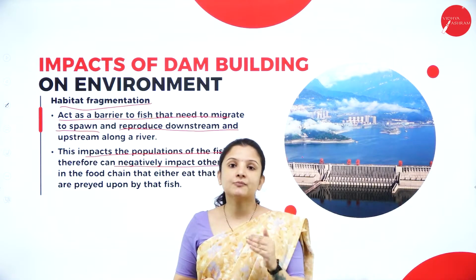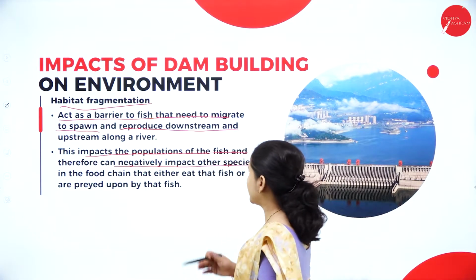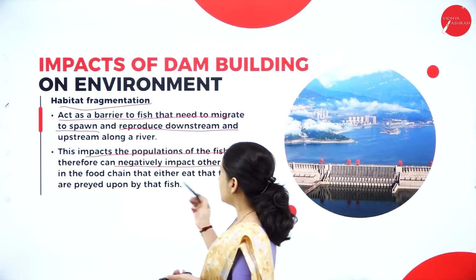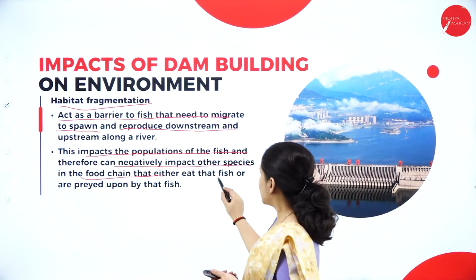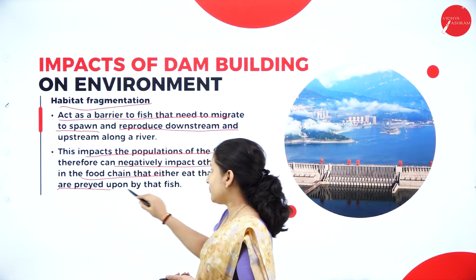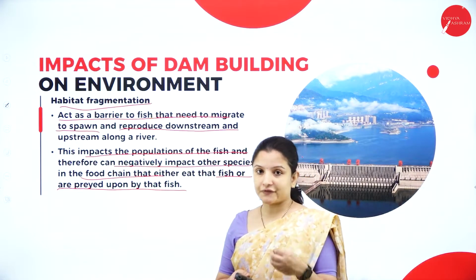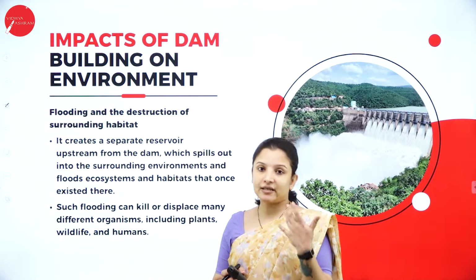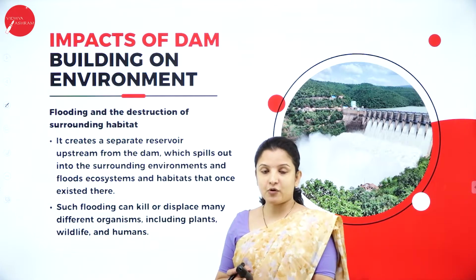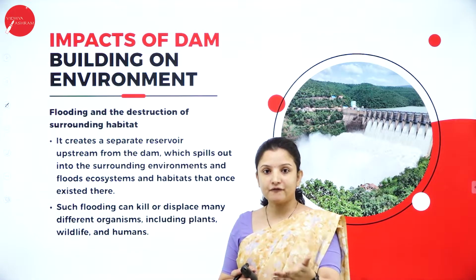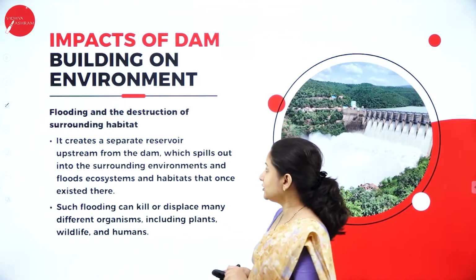So that is how it affects the major food chain and the food web. Therefore it has a negative impact on other species in the food chain that usually depend on the fish, or that are preyed upon by the fish, or that mainly depend on the fish as a source of their food. This is how dams can have an impact on habitat fragmentation, therefore an impact on the fish population, and therefore an impact on the food chain, and that will imbalance the environment or the ecosystem.